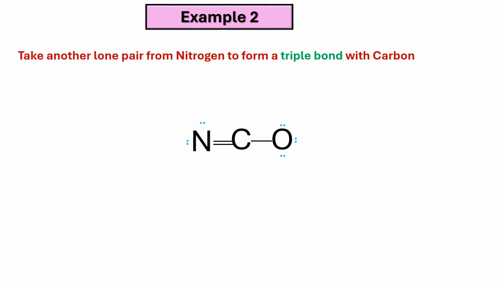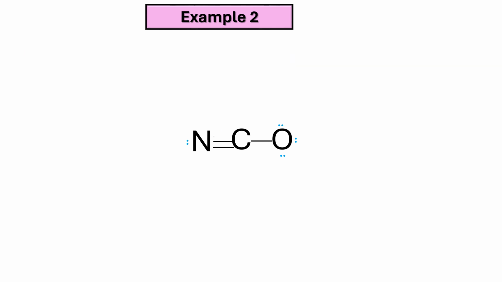So we need to take another lone pair from the nitrogen to form a triple bond with the carbon. Why? Because carbon only has 6 electrons, so it needs to have 2 more. So we take 2 more electrons from the nitrogen and form a triple bond with the carbon. Now carbon is happy, nitrogen is happy, and oxygen is also happy. So everybody is happy because they all fulfill the octet rule.